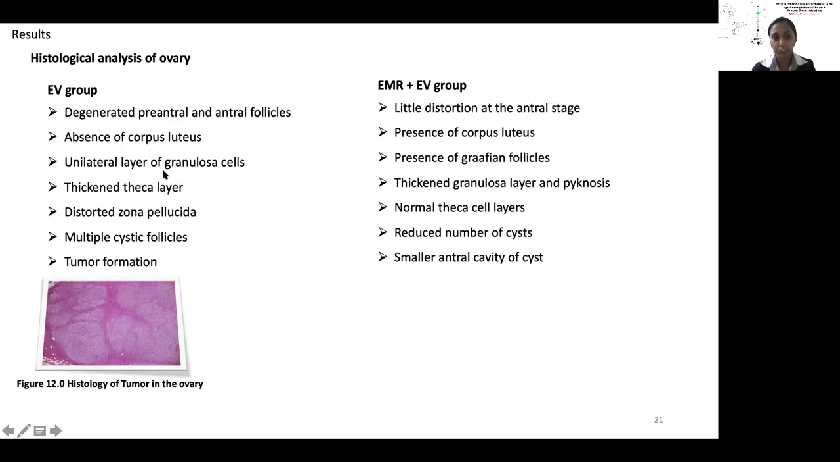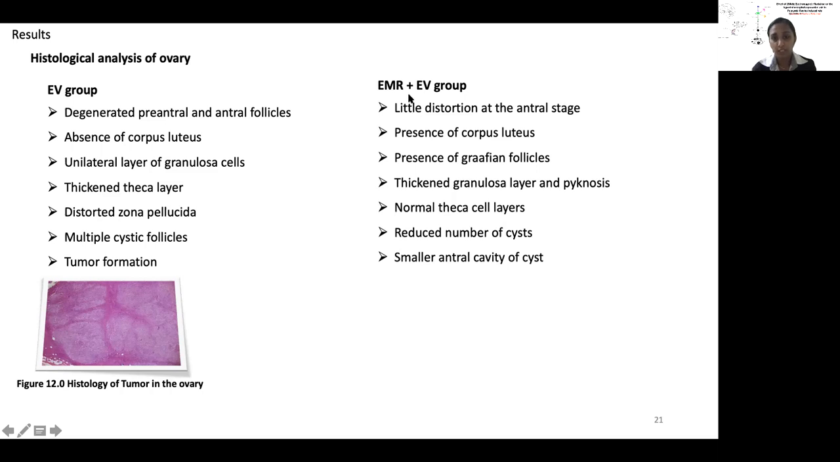We had a unilayer of granulosa cells, thickened theca layers, distorted zona pellucida, multiple cystic follicles, and we even had tumor formation in one of the animals. And this was actually observed in other animals too when we conducted the experiment prior, that at least one animal had a tumor, right?